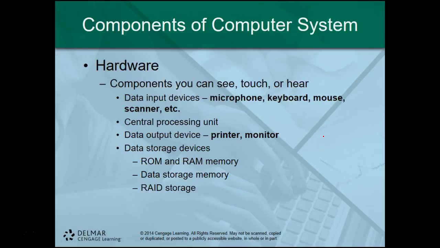So hardware involves components that you can see, touch, or hear. The data input devices, again, these are things that put information into the computer, include a microphone, a keyboard, a mouse, a scanner, things like that that you saw in the picture. Then there's the central processing unit, that's also considered hardware. A data output device could be a printer or monitor, as we saw in the picture. And then we have data storage devices, which is ROM and RAM memory, data storage memory, and then RAID storage.